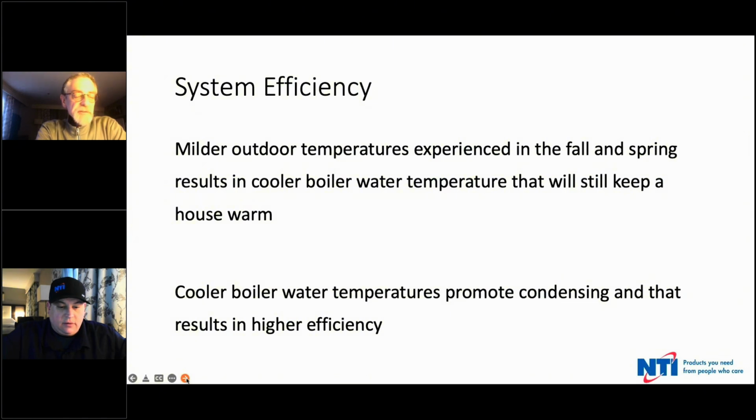So this kind of just reiterates what we were talking about, the milder outdoor temperatures in the spring and fall. Again, shoulder seasons, even on a conventional high temperature system, will enable condensing if you're utilizing reset. Now, you have to utilize the reset to experience condensing temperatures.